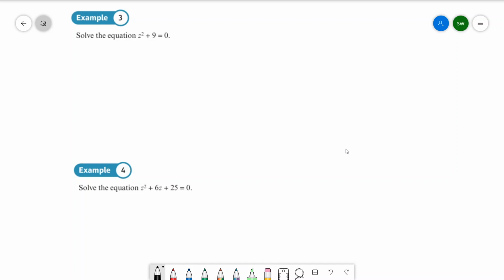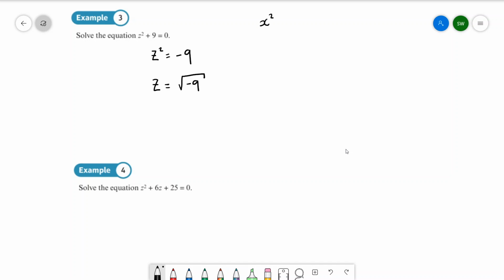In example 3, we've got to try and solve this quadratic. We can actually solve a quadratic like this fairly simply by rearranging it to get z on its own. So we know that z squared is equal to minus 9. Well, we can square root both sides to get z is equal to the square root of minus 9.